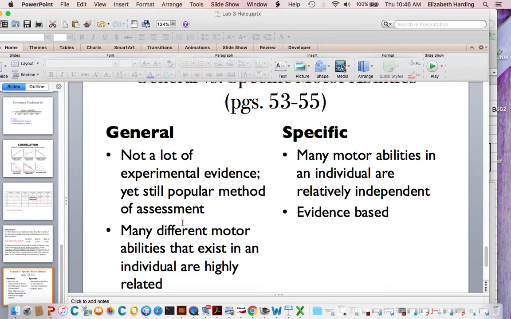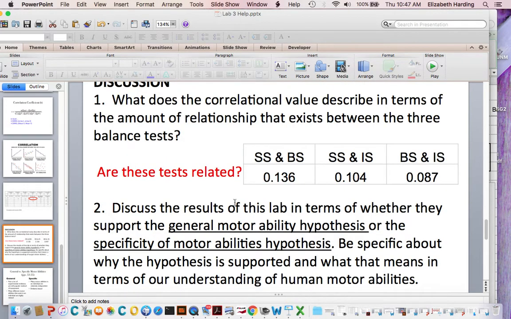So that brings us to the specific motor abilities hypothesis, which says that many motor abilities in an individual are relatively independent. So you might be good at static balance, but not so good at dynamic balance, right? You might be great at underhand throwing, but not so great at overhand throwing, etc. And there is lots of evidence supporting this specific motor abilities hypothesis. So if you were to look back at our results and the correlation between just 3 static balance tests, which hypothesis would you support? And that's the crux of question 2.